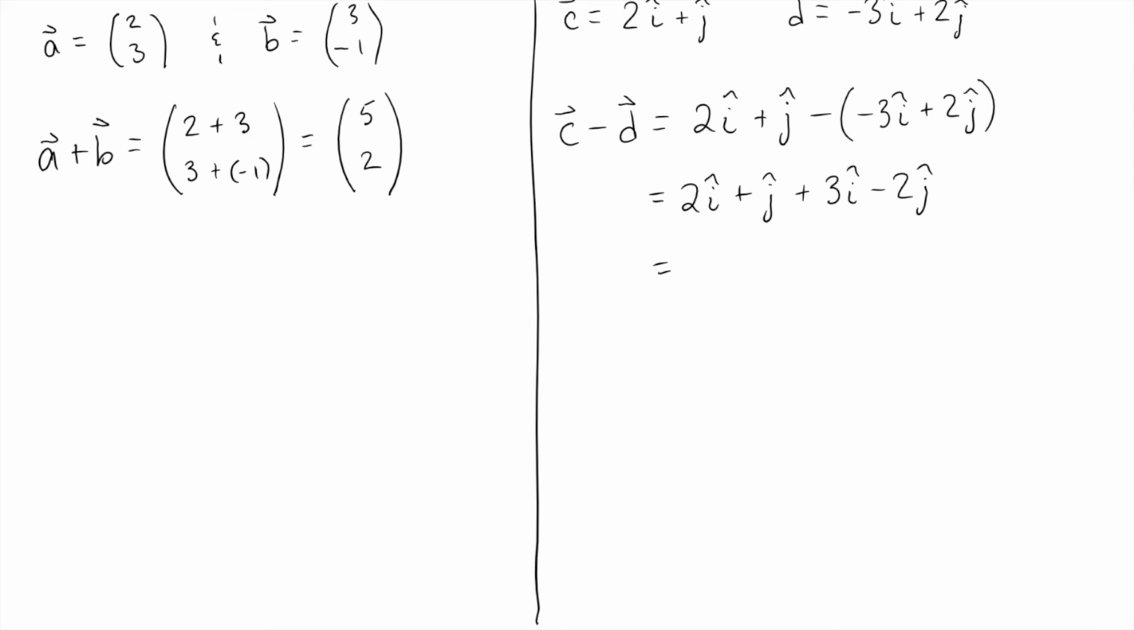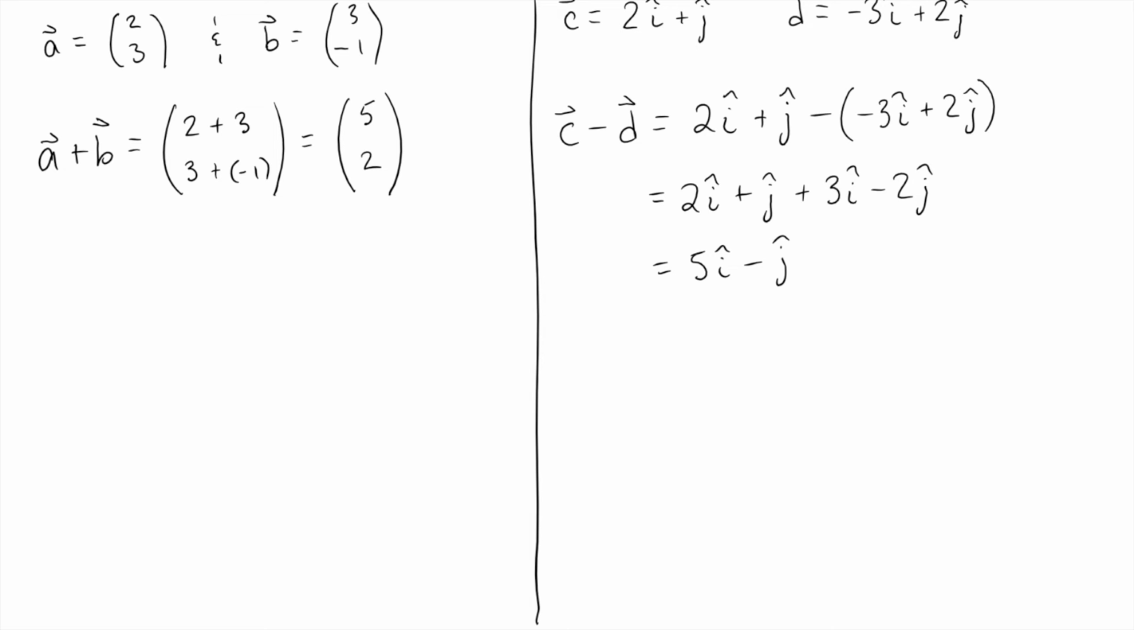So 2i plus 3i gives me 5i. j minus 2j gives me a minus j in the resultant vector. And so now I have the components of that resultant vector c minus d. I know it has an x component of positive 5, so it's going to the right 5 units. And it has a y component of -1, so it's going down 1 unit. And I was able to figure that out very easily through some simple algebraic operations.